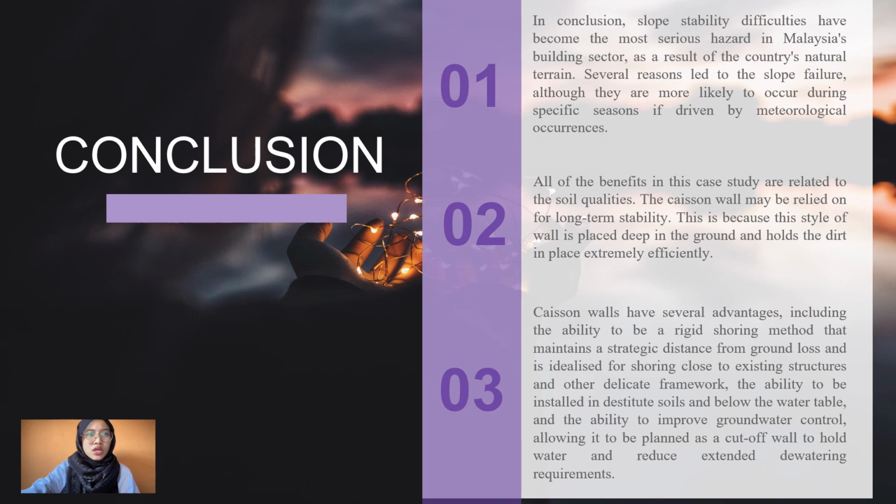This is because this style of wall is placed deep in the ground and holds the dirt in place extremely efficiently. Kaizen walls have several advantages, including being a rigid shoring method that avoids ground loss and is ideal for shoring close to existing structures and other sensitive infrastructure. The benefit is measuring the risk and determining the severity, which leads to the selection of an appropriate mitigation strategy and a reduction in the number of landslide prevention choices available.